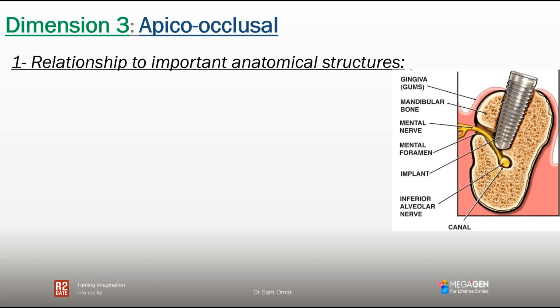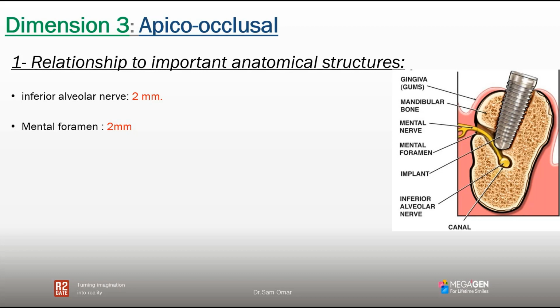Usually in the maxilla we have 3 structures that we have to be aware of, and in the mandible we also have 3 structures that we need to be aware of. In the mandible, we start at the back with the inferior alveolar nerve, and we usually recommend that we keep 2 millimeters away from the inferior alveolar nerve. The reason being, number 1, the minor deviation that might happen during guided surgery, and number 2, the edema that happens due to the drilling might cause some temporary paresthesia, and we would like to avoid that.